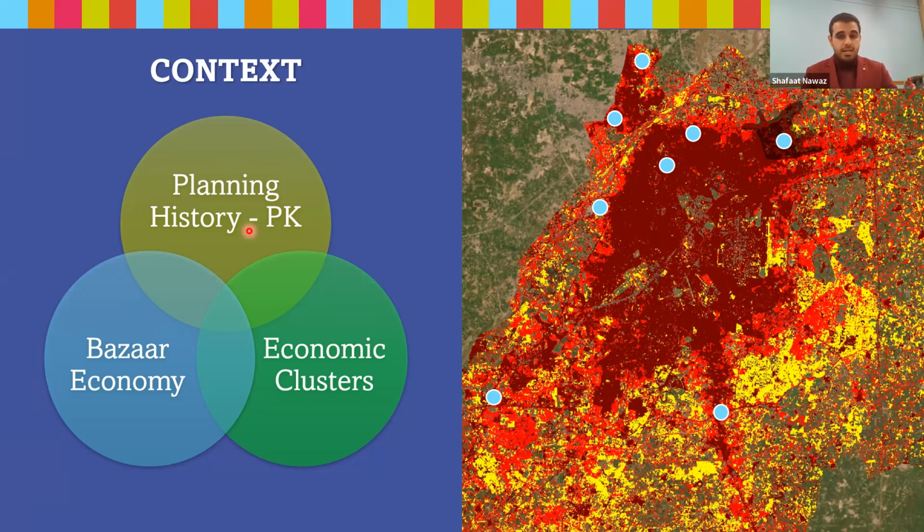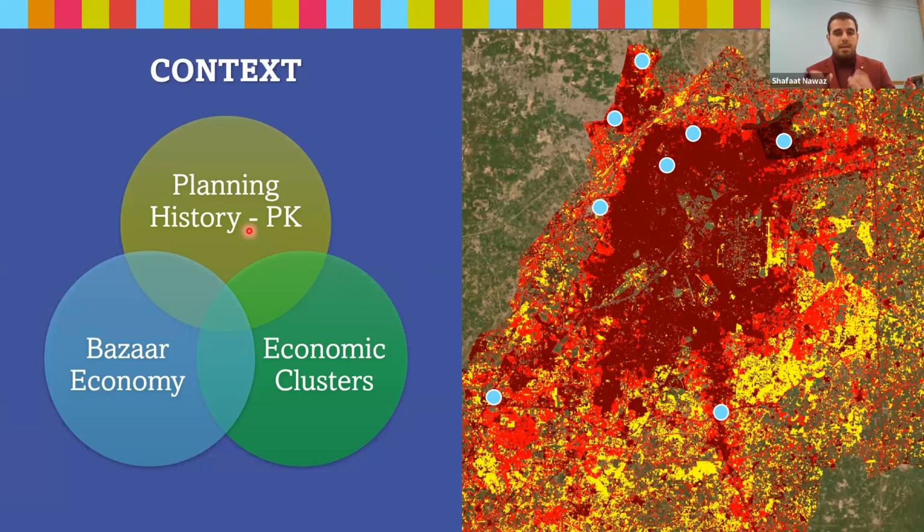Then on the right side of the picture here, you should be able to see the city of Lahore, which happens to be the second largest city, but the fastest growing city in the country. The dark brown color is the extent of the city in the year 2000, and the red and the yellow parts are the growth of the city in the last 20 years. The city size has almost doubled in the last 20 years.